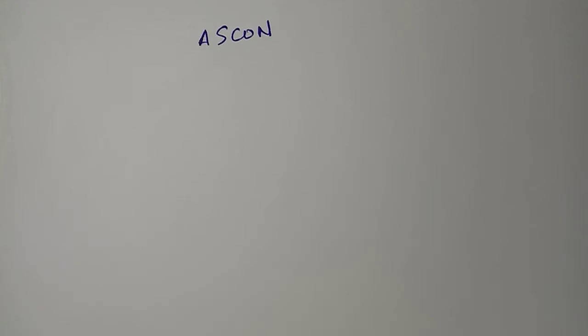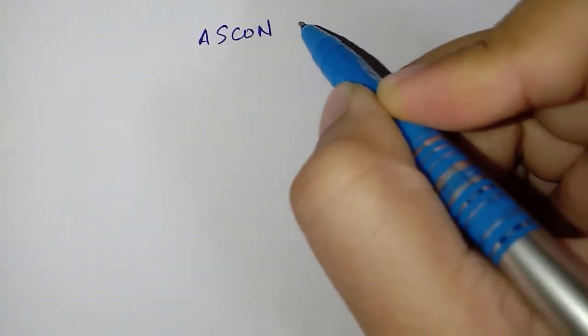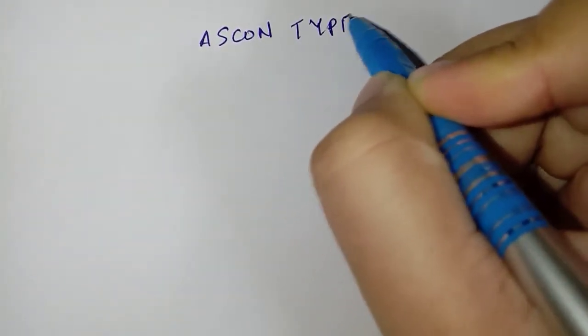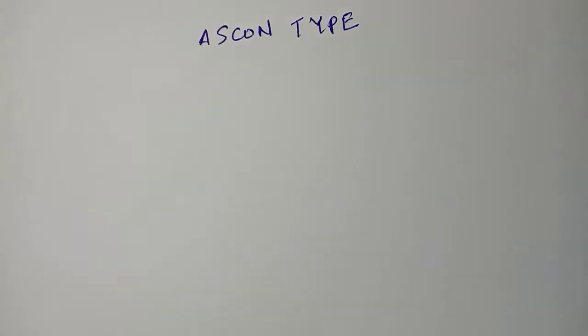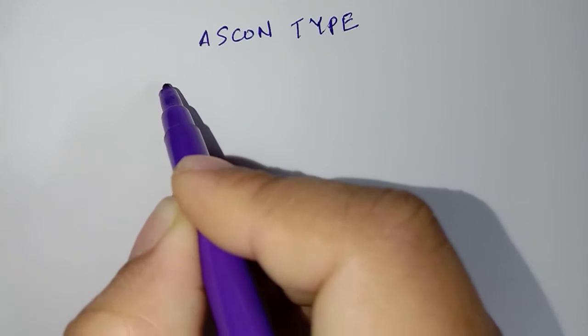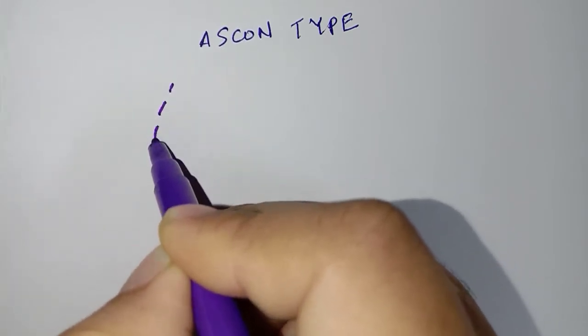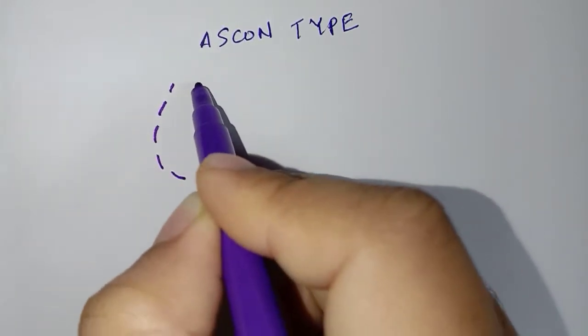Hello students, let us see the different types of canal system. So the first type of canal system is the Ascon type of canal system. So in this Ascon type of canal system, what happens? The whole organism is porous. Suppose this is the organism, the body is going to have some pores.